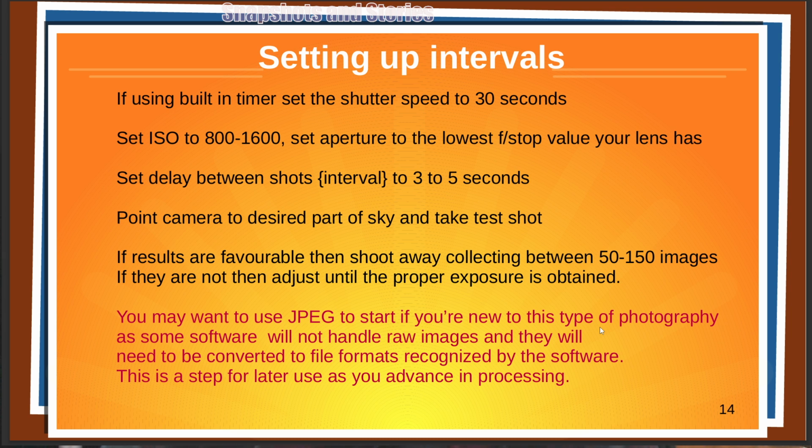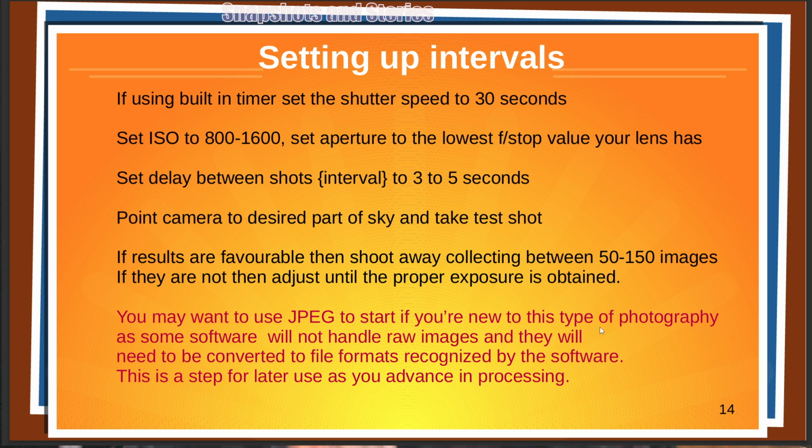Set the delay of your shots, in other words, the interval between the shots, between 3 to 5 seconds. And then point your camera to the desired part of the sky and take a test shot. If the results are favorable, then shoot away, collecting between 50 and 150 images if you just want to get a short trail. If you want to get really, really long trails, you're going to be shooting somewhere in the vicinity of maybe even up to 600 images or more.